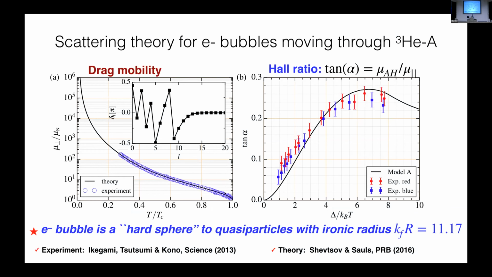And here you see the longitudinal mobility starting from the normal state over about 2.5 decades of temperature. And then on the right-hand side, you see the tangent of the Hall angle, which is related to the ratio of these mobilities. And there are two key experimental parameters that go into this theory, TC, which is about 1 millikelvin, and the ionic radius of the electron, which we determined from the normal state mobility. And that's it. So I think it's quite a substantial Hall angle, roughly 0.3.